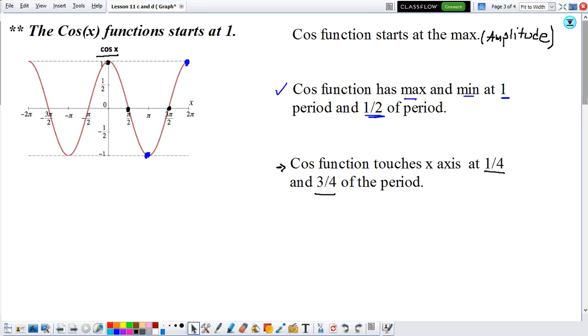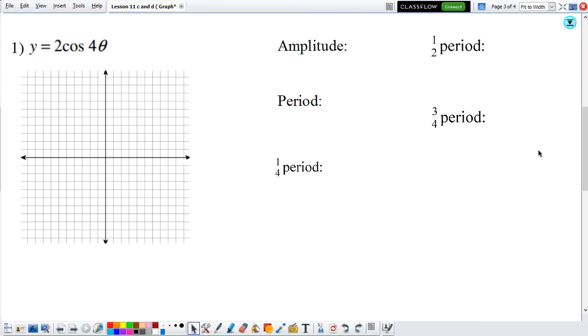So we're still going to use the same strategy. We're going to find those 5 key points, graph them, and then we're going to apply the properties of the cosine as to how the graph is going to look. So let's start. Let's find the amplitude, which is the number in front of the function, which is just 2. So that's straightforward. Now let's find the period.